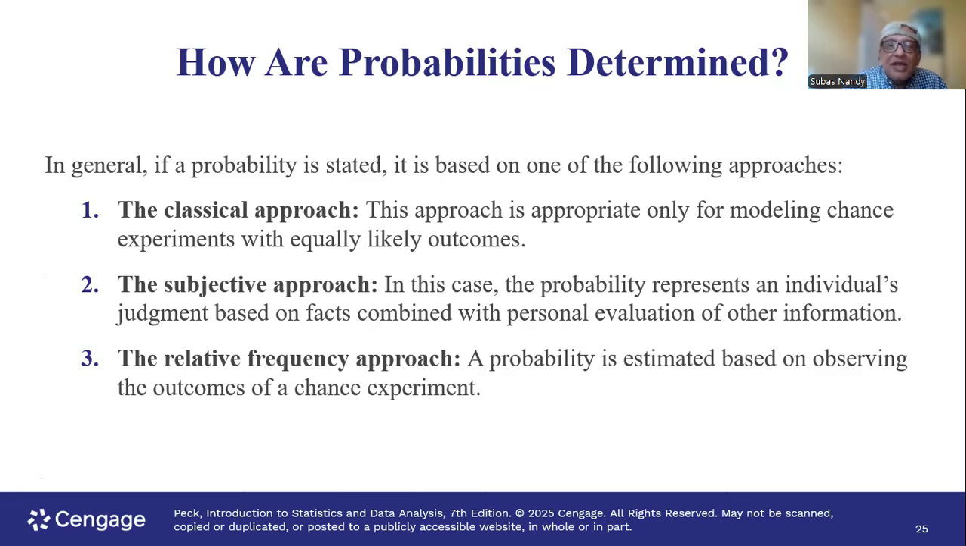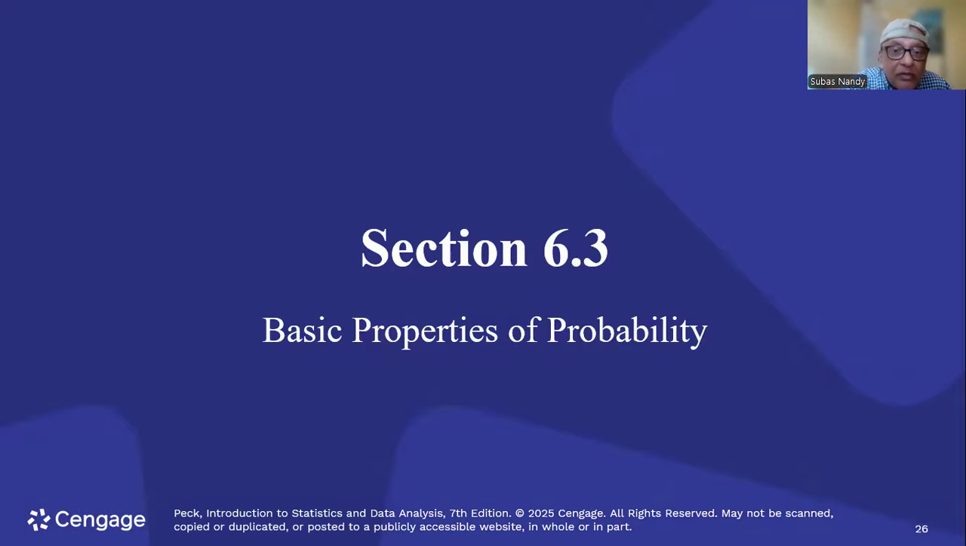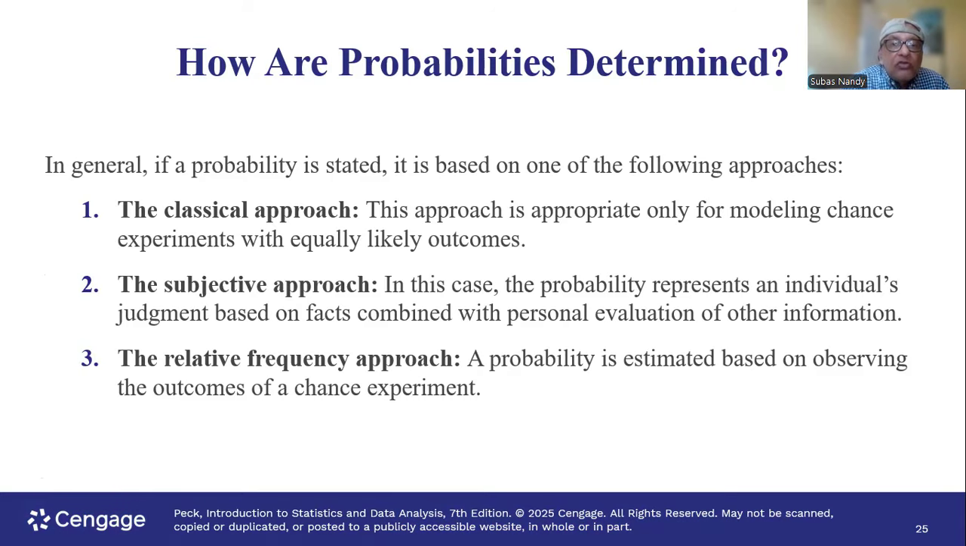The best is the relative frequency approach, where you conduct an experiment a number of times, like tossing the coin 1,000 times, and see how many heads you get. Number of heads divided by total number of tosses is the relative frequency of percentage of heads in the long run. Okay, so I'm going to stop here today.